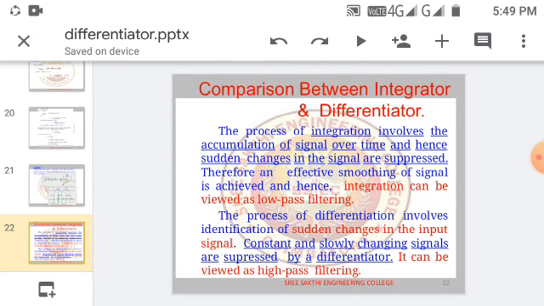The reverse process of the low pass filter is the high pass filter, which can be obtained by using a differentiator. When there are sudden changes in the input signal, we can identify the changes, while slowly varying signals are suppressed by the differentiator. That's why we call this a high pass filter. So low frequencies are suppressed and high frequencies are passed at the output. We call that a differentiator.